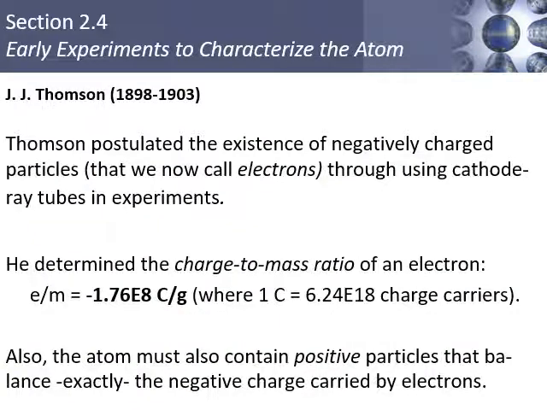So he determined that the ratio of the charge to the mass of an electron was minus 1.76 times 10 to the 8th coulombs per gram, and that's grams of electrons. So all that remained would be for somebody to figure out either what the actual charge was or what the mass of an electron was, which they did. It was actually Rutherford that was the first to do this, and we'll talk about that also.